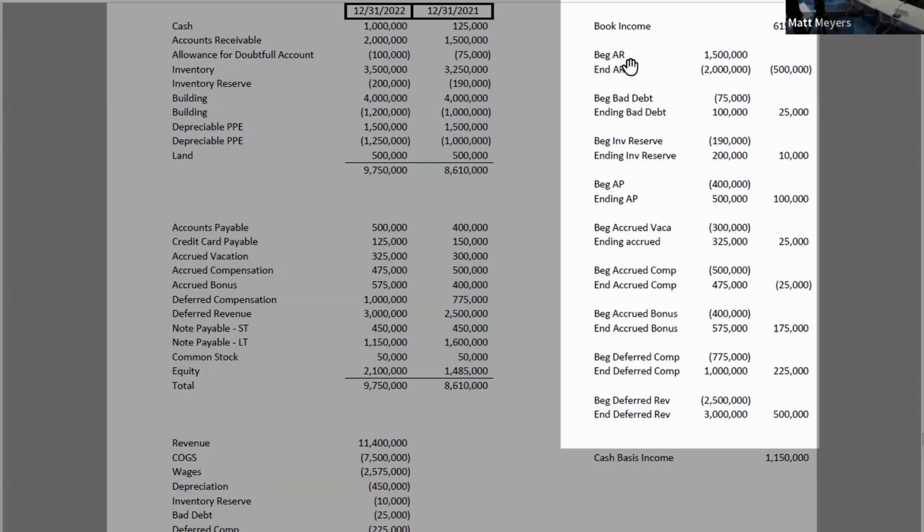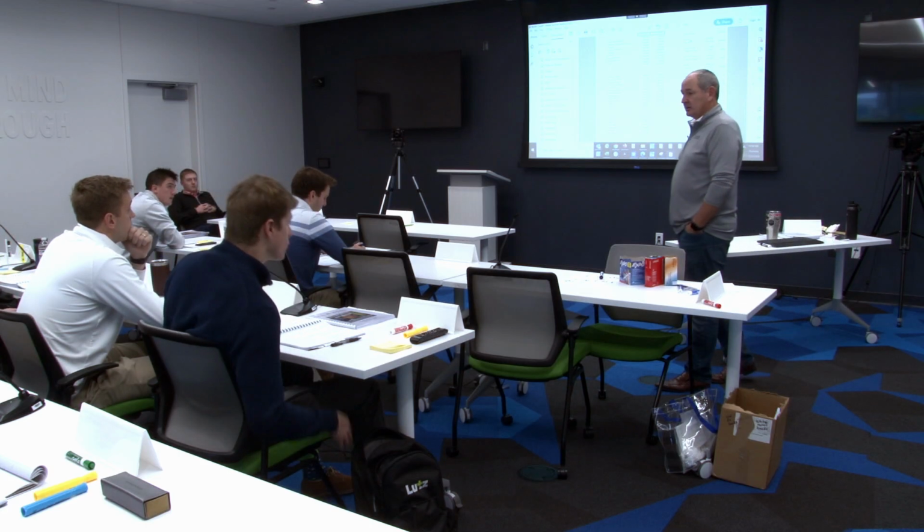So at the beginning of the year, you had 400,000 in AP. So you're going to take that out of your book income, because you actually paid it during that year. And then for the current year, you have 500,000 on the balance sheet, but you haven't paid that, so then you have to add it back to your book income, and then the net of the two gives you your M1. How do you feel about this? Clear? Clear? Clear? Okay.